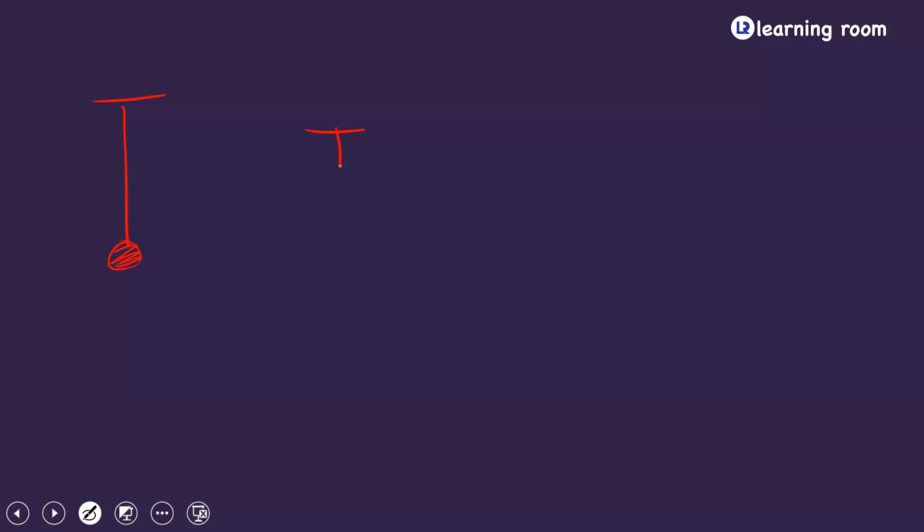So I can say the time period is proportional to the length of the string, correct? Fine. I can say the time period is proportional to the mass attached at the end of the string of the pendulum. And I can say that the time period is also proportional to gravity. And so this is where this came from. So T is directly proportional to L and G. I can write it like this. But it is not equal to, it is proportional.